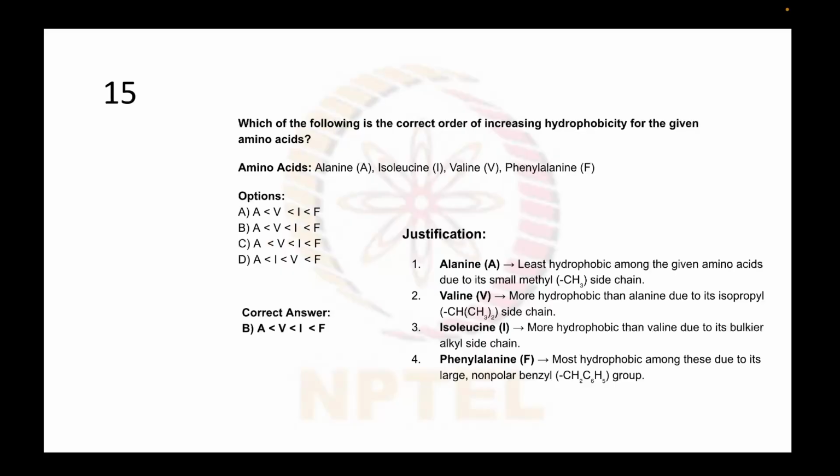Here the first three options are the same, so the answer A, B, C, anything is fine. Here the justification given is: least hydrophobic among the given amino acids, due to its small methyl side chain, is alanine, which has only CH3. Then we have valine, which is more hydrophobic than alanine due to its isopropyl side chain. Followed by that we have isoleucine, it has a bulkier alkyl side chain. Then we have phenylalanine, which has a more hydrophobic nonpolar benzyl group.